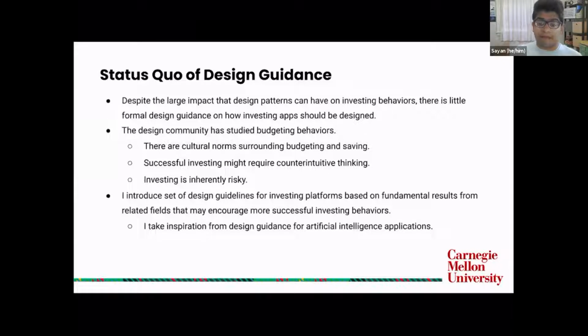In order to create better AI applications, HCI researchers have proposed guidelines that have aided practitioners in designing interfaces and sparked future research. These follow a decades-long tradition from the human-computer interaction industry, from Nielsen's heuristics for user interfaces to Norman's principles of design of everyday objects. Similarly, we introduce a set of guidelines for investing platforms based on fundamental results from related fields.